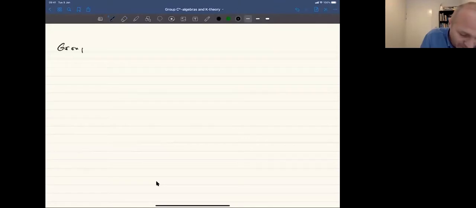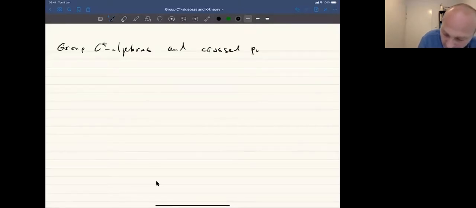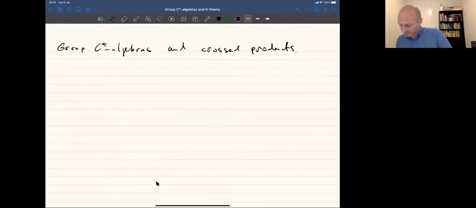Group C-star algebras and cross products. So, for the first part of this, I will actually try to connect regularly to some of the things Peter said this morning. I will talk a bit about C-star algebras, so what they are and some fundamental results.